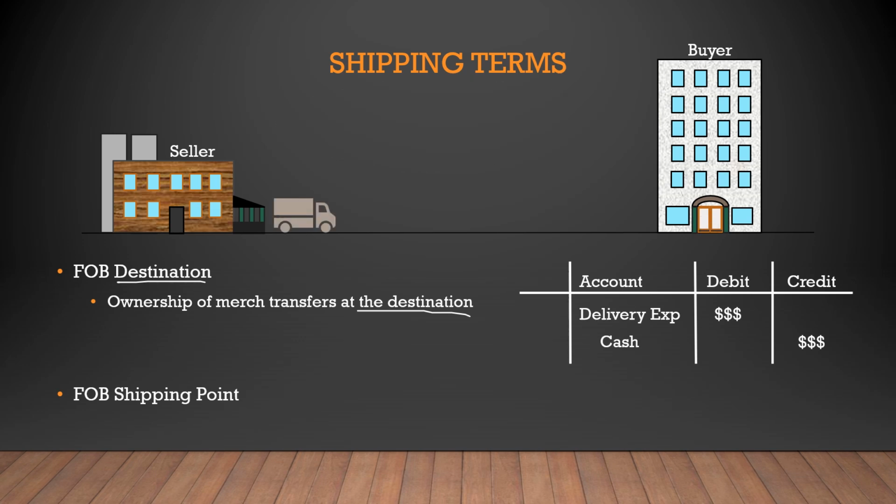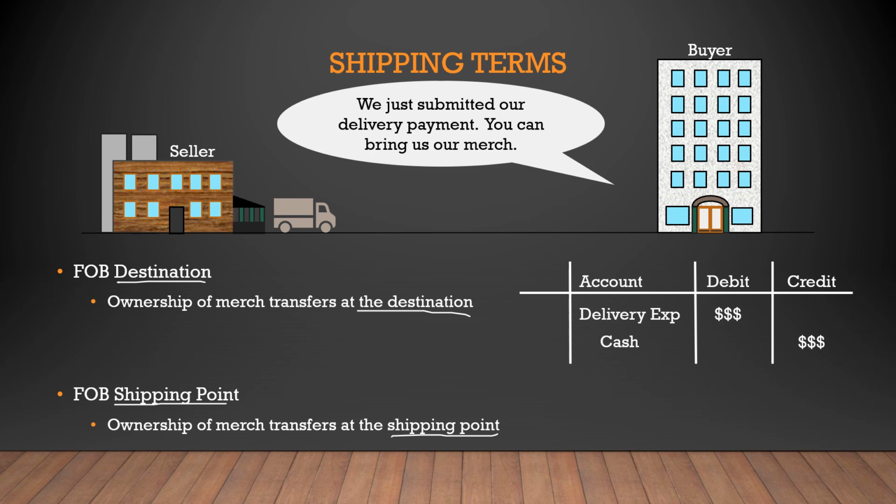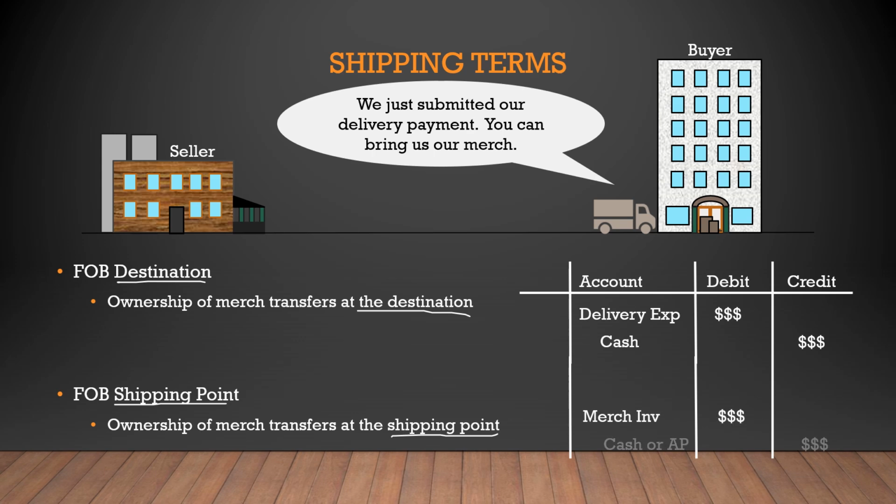With FOB shipping point, the buyer legally owns the merchandise inventory as soon as it's loaded on the truck for delivery, or at the shipping point. Since the seller relinquishes ownership at the shipping point, the buyer must pay for the truck driver to make the delivery. The buyer will record shipping charges in the cost of merchandise, so it'll debit merchandise inventory and ultimately credit cash.